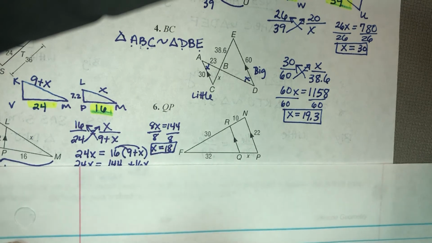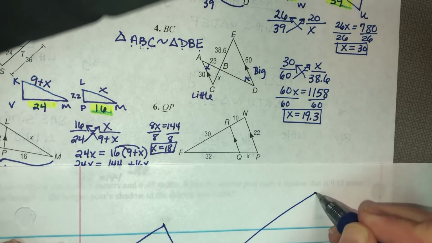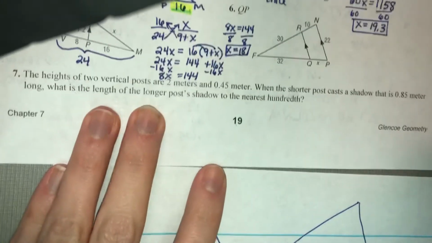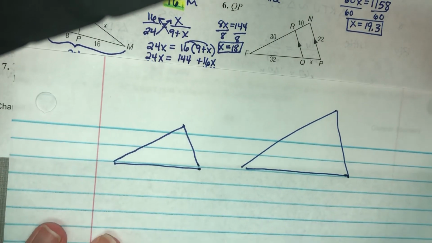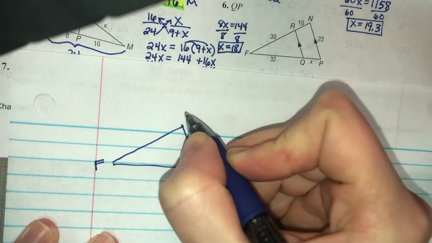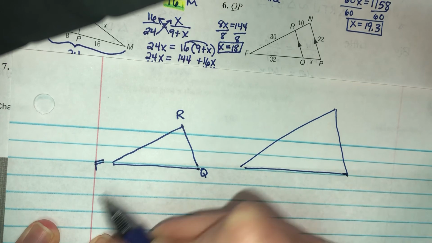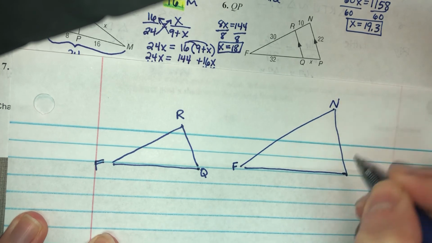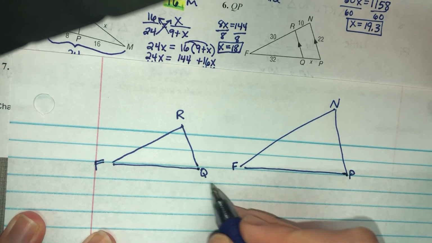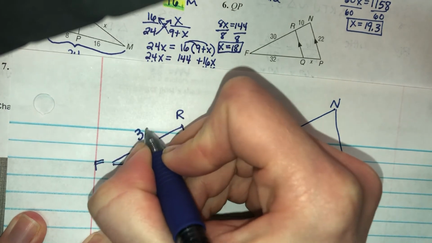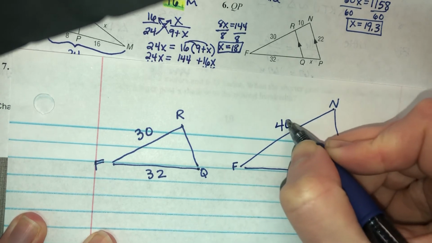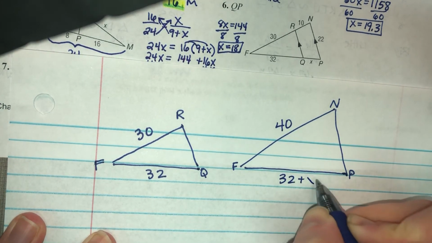So, let's see. I'll start by drawing the two triangles separately. Let me scoot this up, see if I can fit all this together. Here we go. FRQ, free response question, and FNP. So on this little one, we have a 32 down here and a 30 out here. On the big one, it's 30 plus 10, so 40 here, and 32 plus x on the bottom.